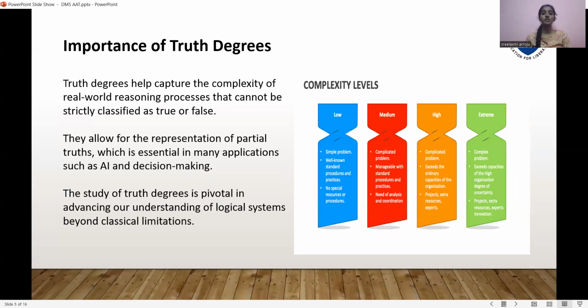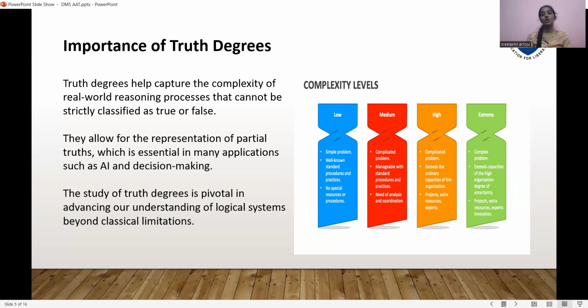Importance of truth degrees. Truth degrees help capture the complexity of real-world reasoning processes that cannot be strictly classified as true or false. They allow for the representation of partial truths, which is essential in many applications such as AI and decision making. The study of truth degrees is pivotal in advancing our understanding of logical systems beyond classical limitations.